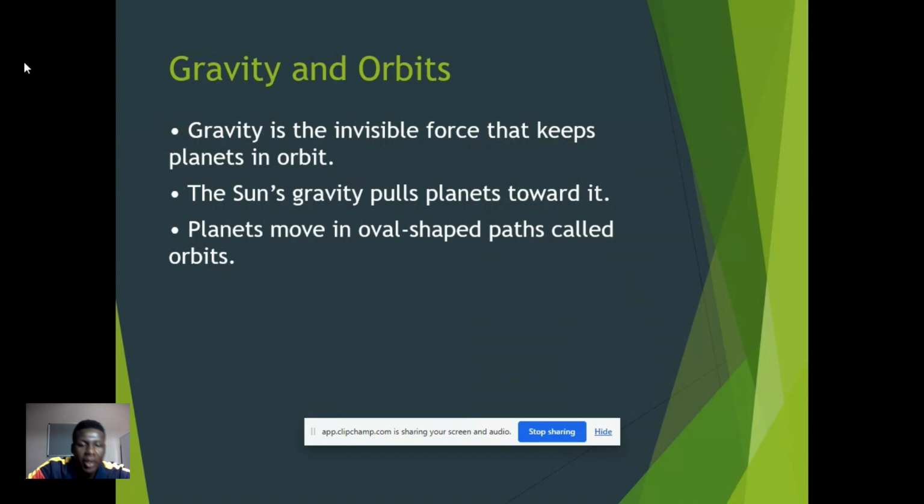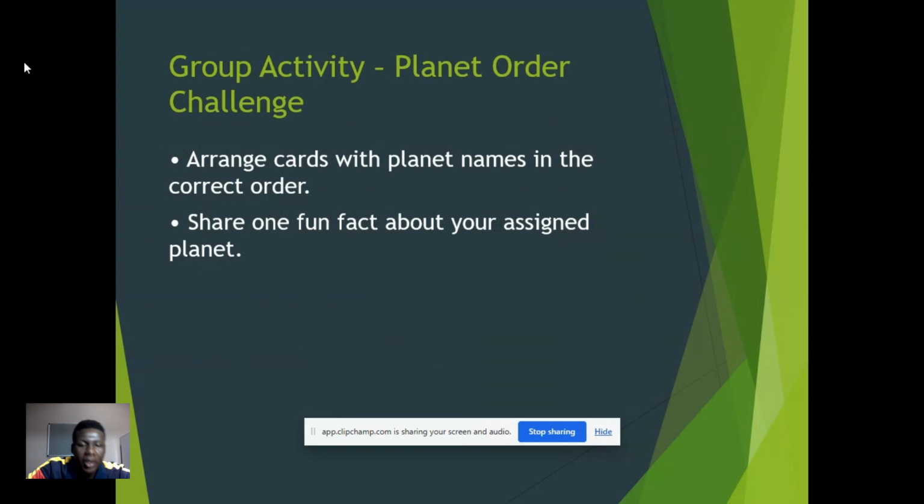Here we have a group activity, a planet order challenge. Arrange cards with planet names in the correct order, and share one fun fact about your assigned planet.